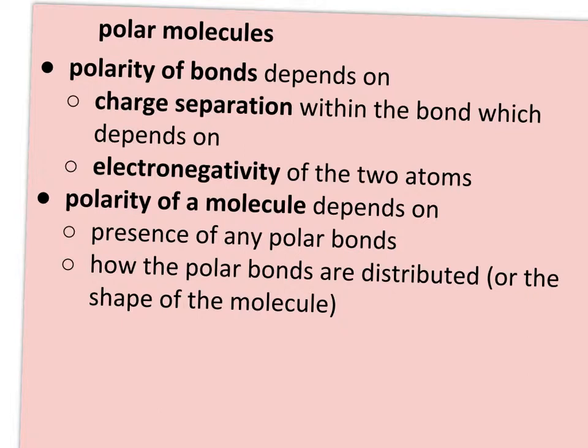So then, how do we know if a molecule is polar or not? Well, it depends first on the presence of any polar bonds, and then it depends how those polar bonds are distributed, or what the shape of the molecule is, whether those polar bonds cancel each other out or balance, or if they give a dipole, a positive and negative end to the molecule also.